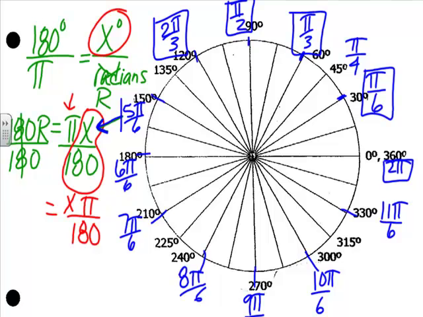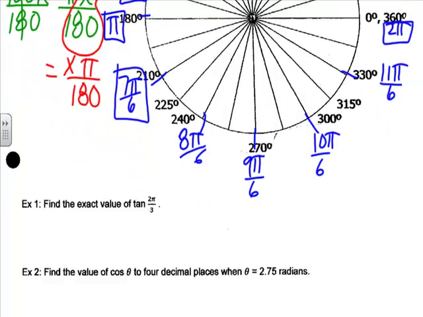5 pi over 6 is simplified, so that one's fine. 6 pi over 6, we shouldn't be too surprised to realize that 6 over 6 is 1, and as we know, 180 degrees is just pi radians. So that's pi. 7 pi over 6 is good to go. 8 pi over 6, if I simplify that, 8 over 6 is 4 over 3. So this would be 4 pi over 3.